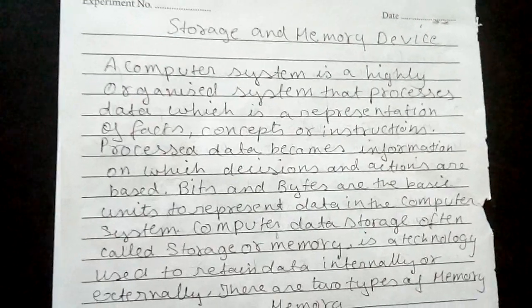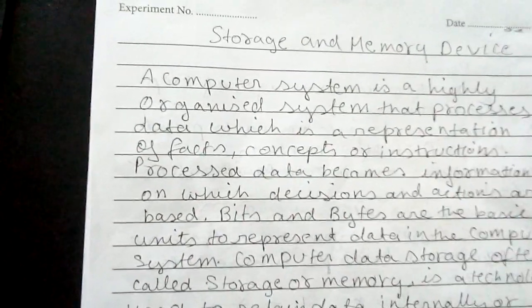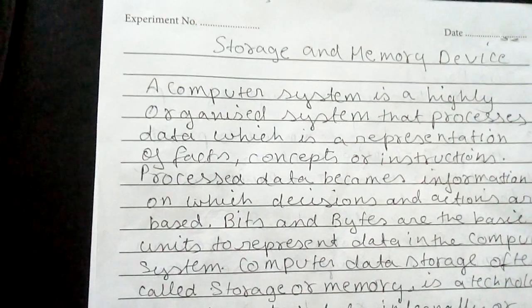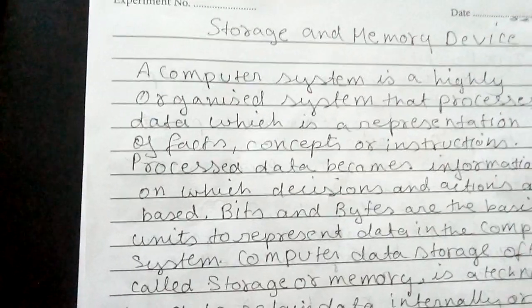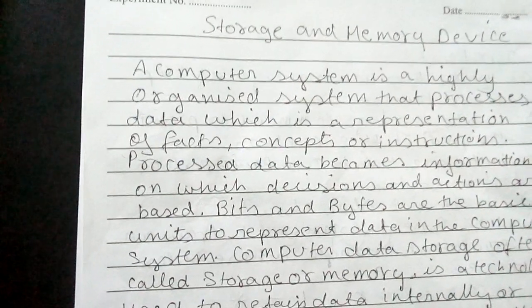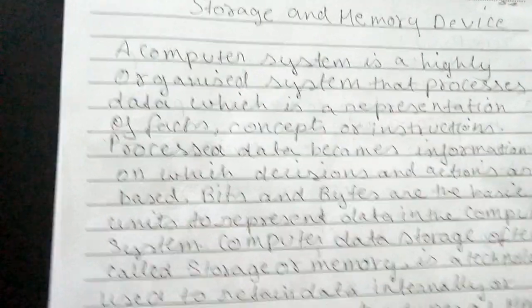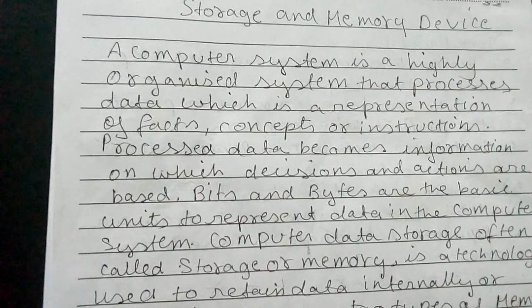Fine. Now let me define what is a computer system. A computer system is a highly organized system that processes data, which is a representation of facts, concepts or instructions. Processed data becomes information on which decisions and actions are based. Bits and bytes are the basic units to represent data in the computer system.